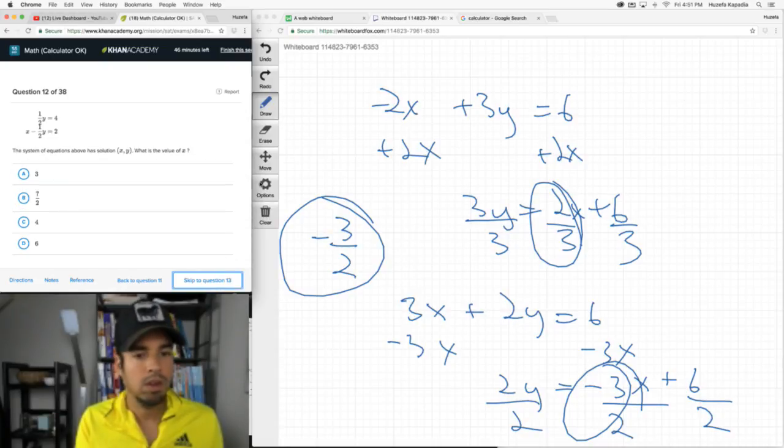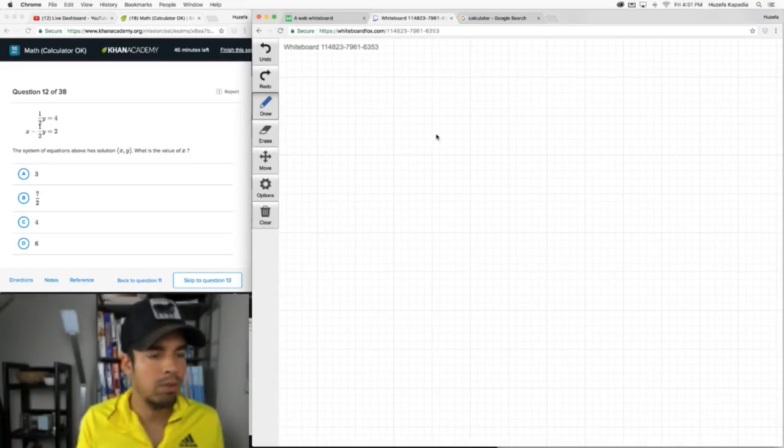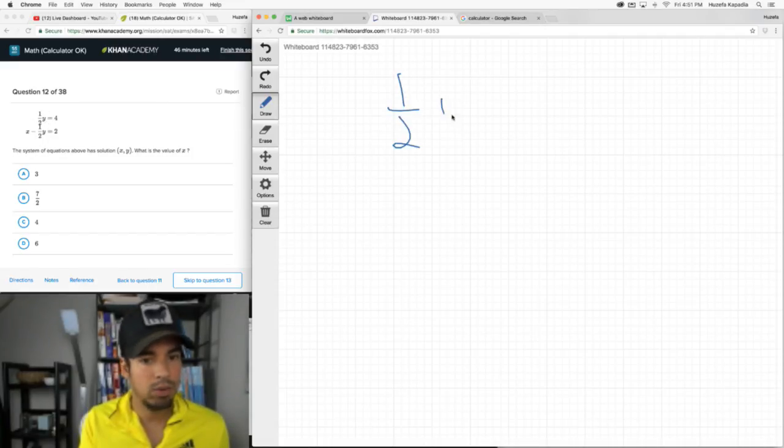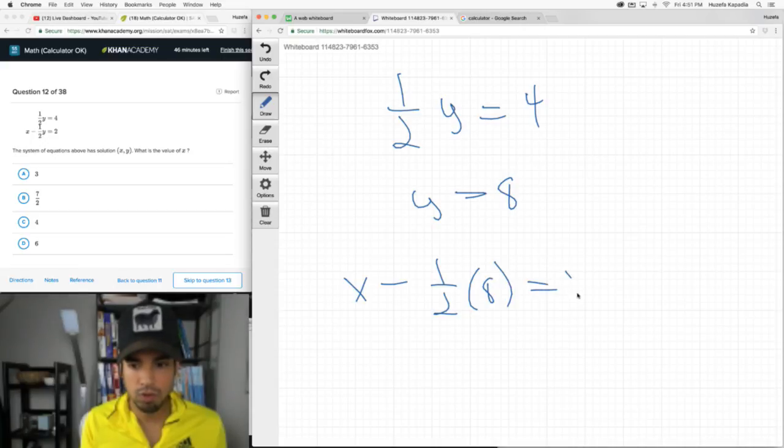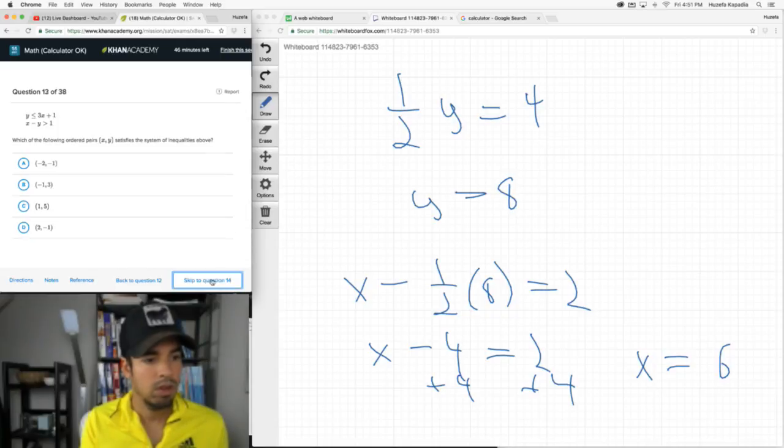All right. Next. Oops. We got a system of equations. What is the value of x? Let's plug and chug, right? We're just going to substitute in for... Wait, let me think of this for a second. Yeah, we actually know what y is. Y has to be 8, right? 1/2 of what equals 4? 1/2 of 8. So y equals 8. Let's plug 8 into the bottom part. X minus 1/2 of 8 equals 2. X minus 4 equals 2, plus 4, plus 4. X equals 6. Next question.